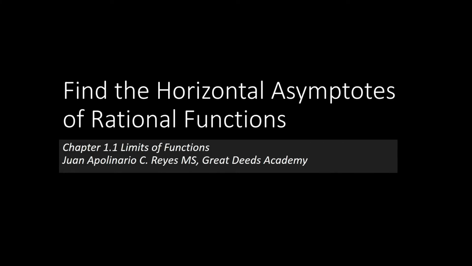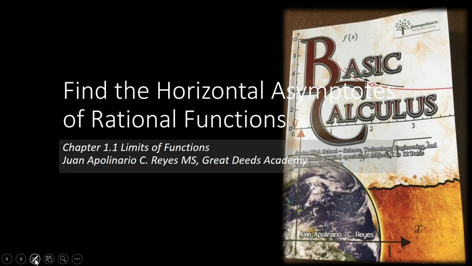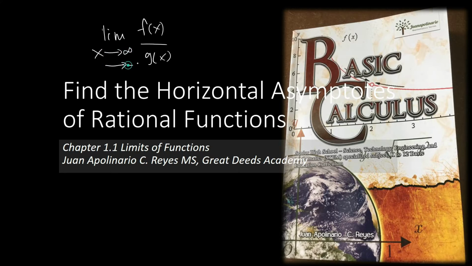Find the horizontal asymptotes of rational functions. So we were able to find the horizontal asymptotes of rational functions by finding the limit of f of x over g of x as x approaches infinity or as x approaches negative infinity. And we also discovered that looking for the limit will not always yield a horizontal asymptote. Sometimes we have no horizontal asymptote for a rational function.